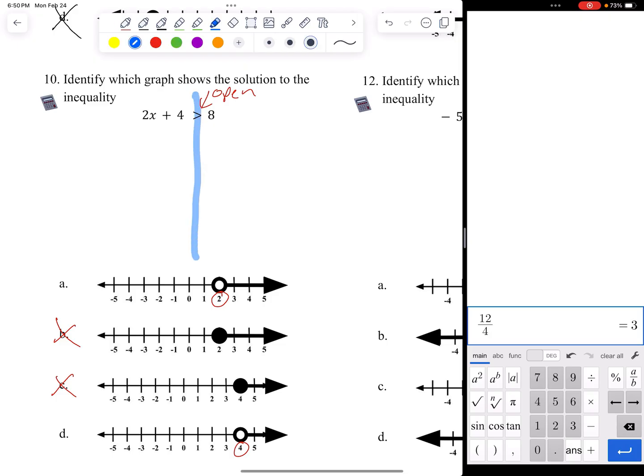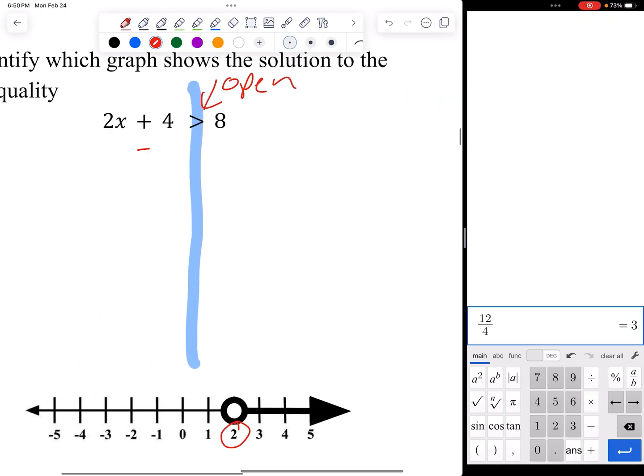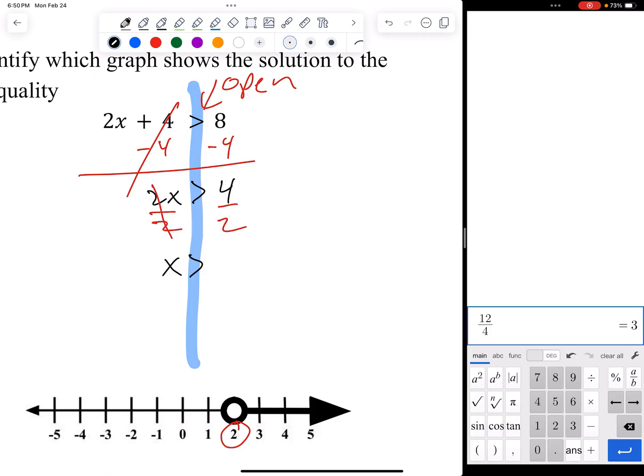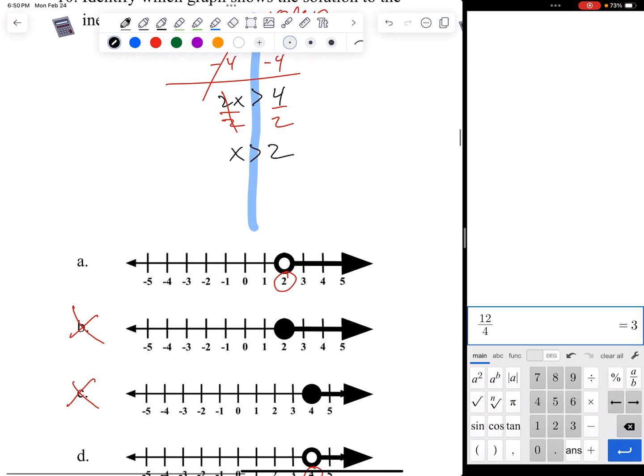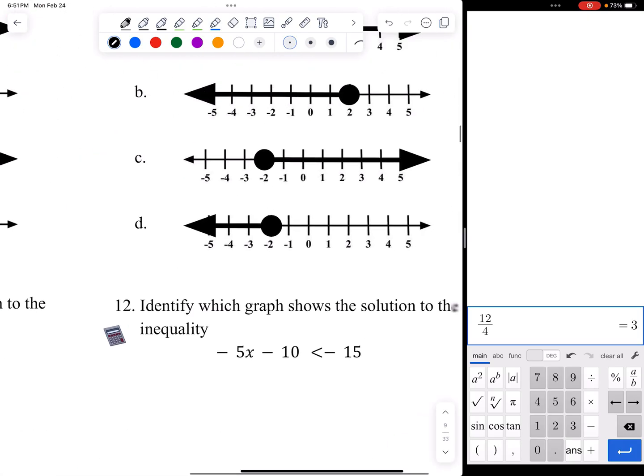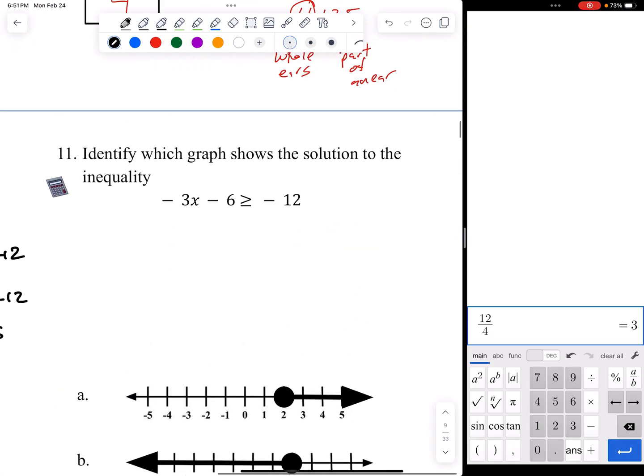Let's go ahead and solve this. So I'm going to subtract 4 from both sides. Those go away. I got 2x is greater than 4. And I'm going to divide both sides by 2. So then I get x is greater than 2. So where's my boundary point? It should be A. Okay. All right, next one up here.